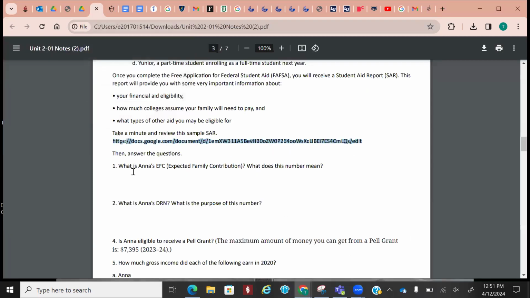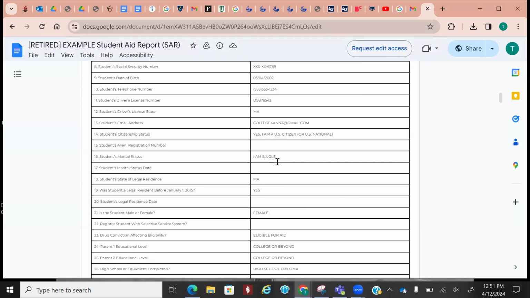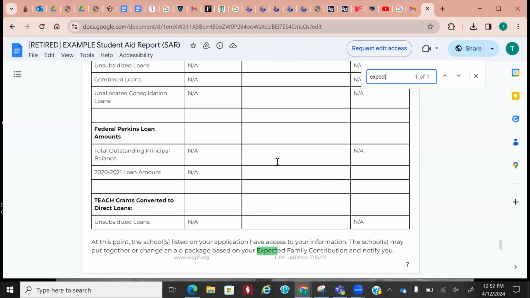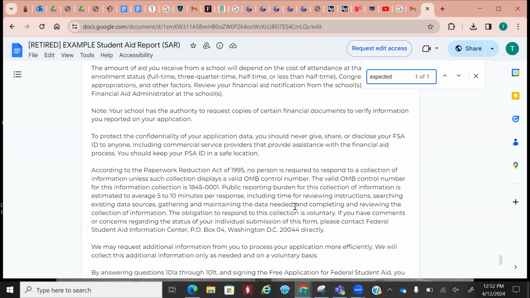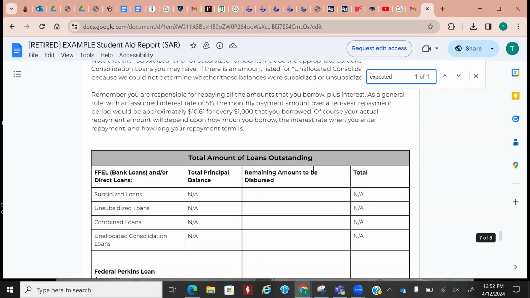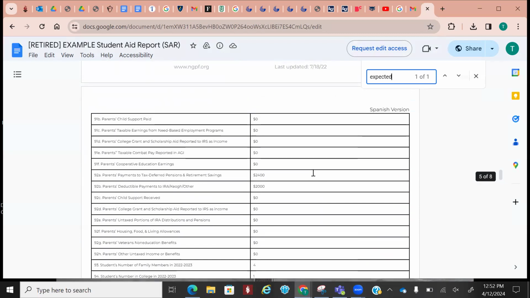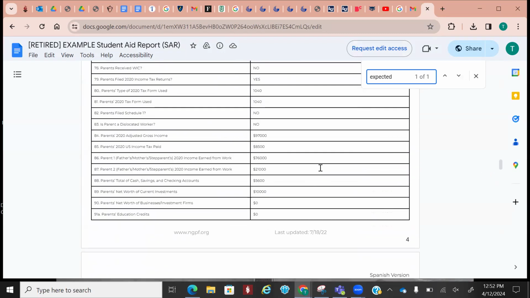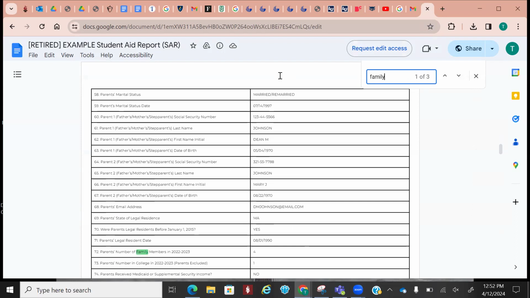Okay. And what we're going to do is look at Anna's expected family contribution. What does this number mean? Okay, so expected family contribution. And when you do these, you can probably just do Control-F and search for expected family contribution.